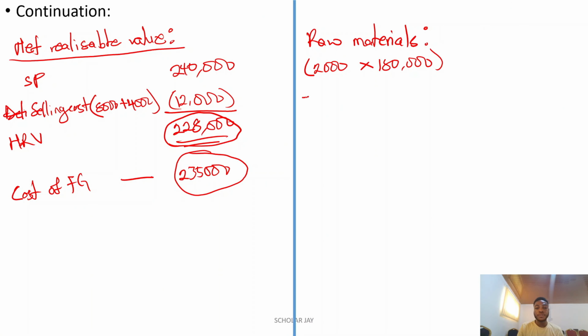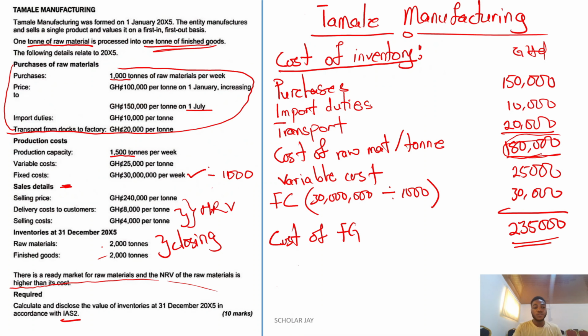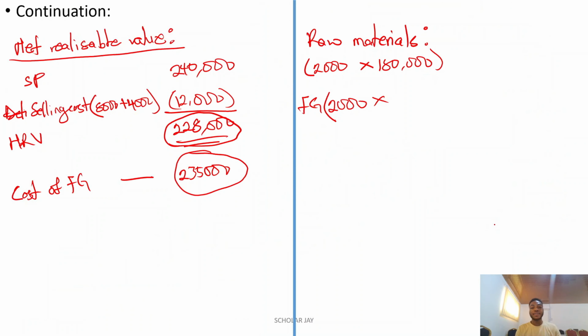And then the finished goods is also 2,000 closing stock times. So this is what I'm getting the 2,000 from. This one. Okay. 2,000 times. Now, do I take the 235,000 or do I take the 228,000? And we've agreed that we have to go with the 228,000. Good. So why are we picking the 228,000? We are picking the 228,000 because we are looking at the total cost. Are you getting the picture?